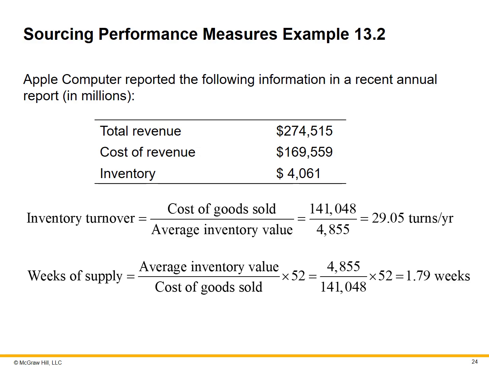And weeks of supply is actually the reverse of it, and then multiplied by 52 because of how many weeks we have. It is the opposite: 4,855 and then 141,048. So it becomes 1.8 weeks, having that much. So in this kind of case, as mentioned before, if a customer wants 2 weeks worth of sales in advance, we cannot support.